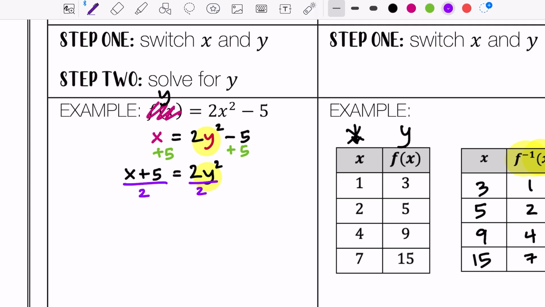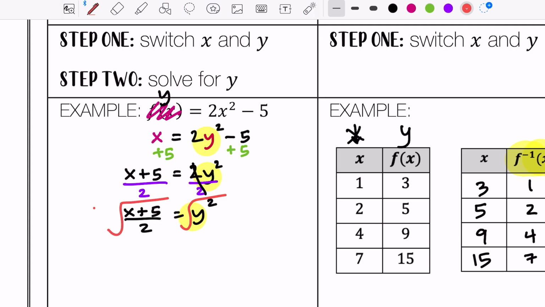Okay, so now I have x plus 5 over 2 equals y squared. All right, still trying to get that y by itself, but that pesky exponent of 2 is in the way. How do we reverse a square? With a square root. Be careful, no bunny killers here.